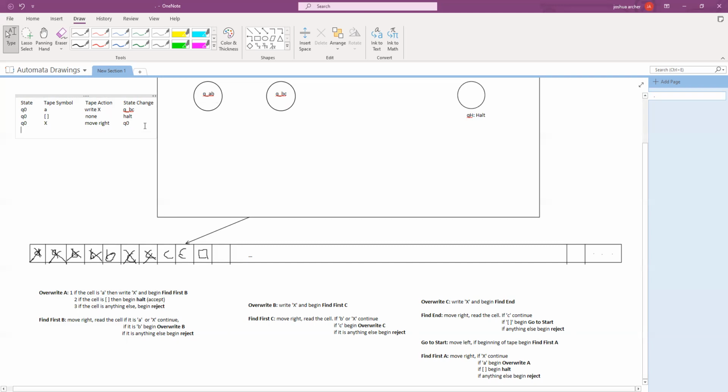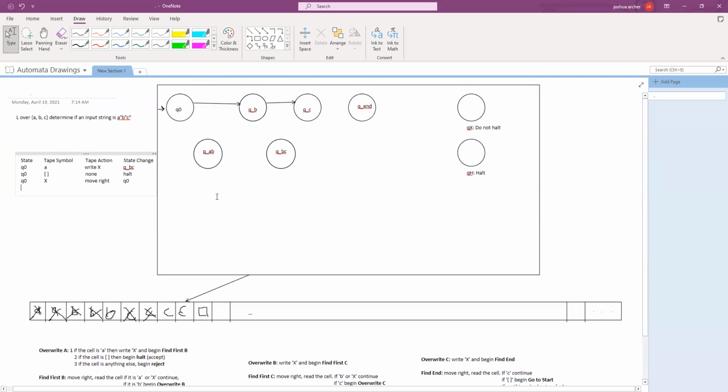All right, so did we handle find first A? If it's an A, begin overwrite A. We already have that line encapsulated right here. If it's empty, begin halt. And if it's anything else, reject. We don't have to write that line. So as far as Q0 goes, it kind of looks like we've got what we need. So let's look at QAB. Do you have any questions before I move on? No. Okay, so let's look at QAB.